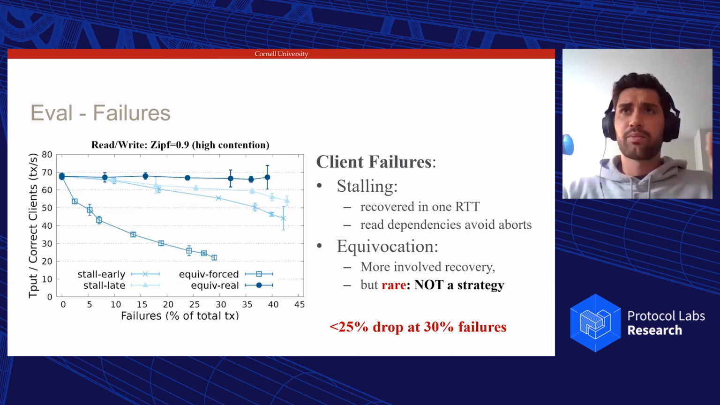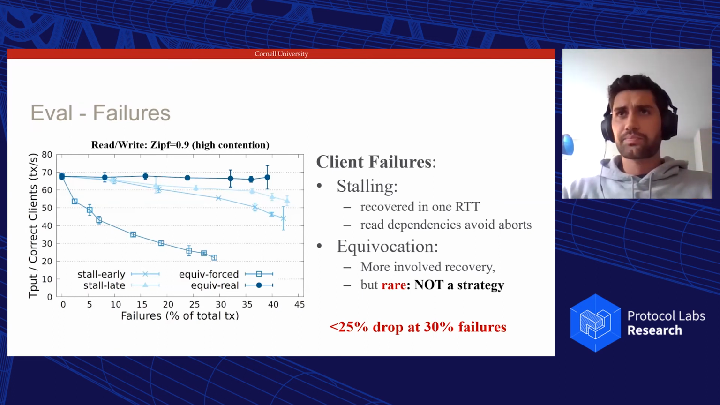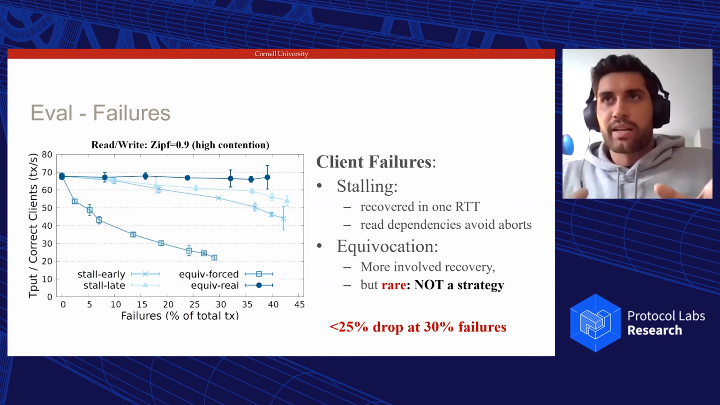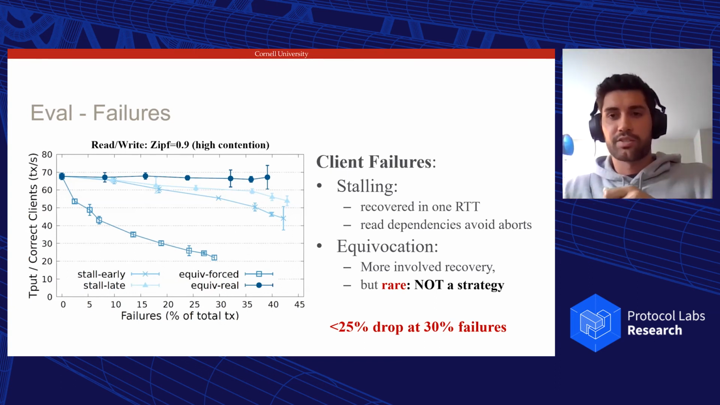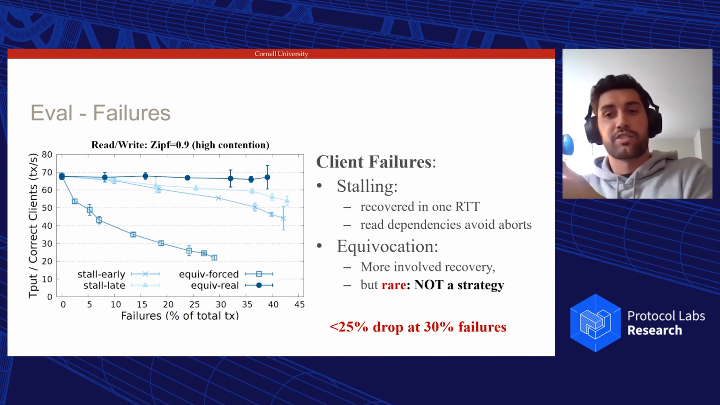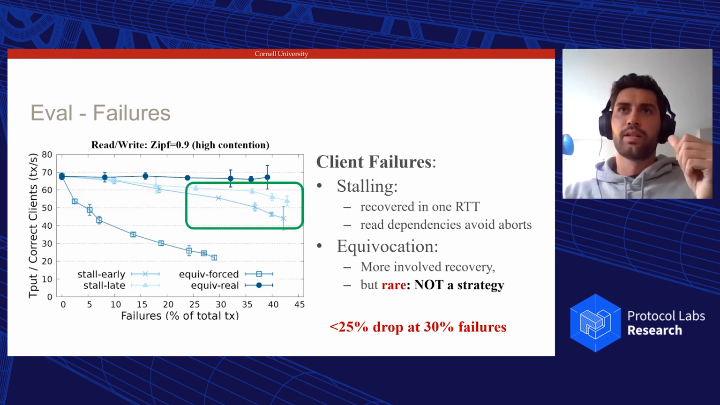So clients may fail in many ways. They may stall their transactions during commit, which causes contending transactions to block. But Basil's recovery protocol allows them to very quickly complete those transactions, and in fact, in most cases without having to abort at all, because our concurrency control mechanism also allows clients to form dependencies on prepared but uncommitted transactions. So these failures are just turned into blocking, and after some delay, the transactions finish anyways. So as I'm showing here, the impact is fairly manageable.